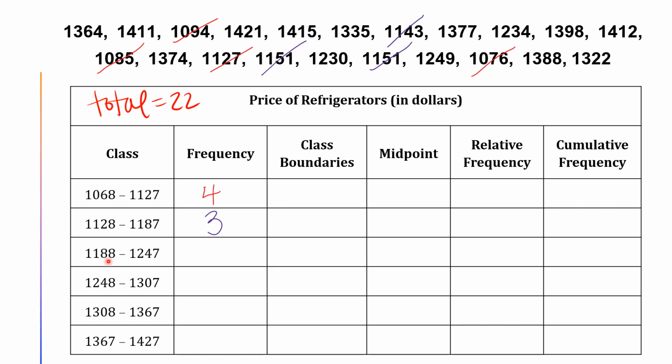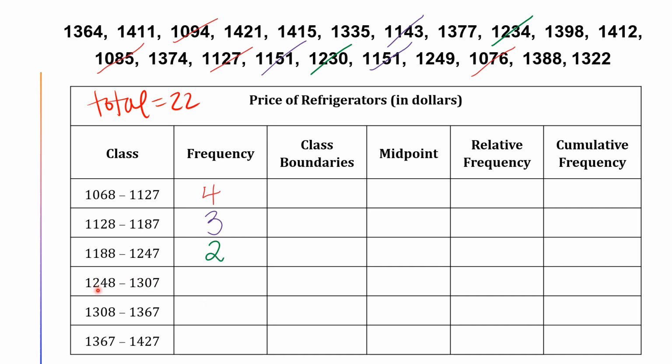All right, next we're looking at refrigerators that were in between 1188 and 1247. So again, we're looking at how many were less than 1247. No, not less than 1247, not less than 1247, not less than 1247, not less than 1247. Moving on down, yes, 1234 is less than 1247. Neither of those fall into that category. 1374, too big. 1230, that's less than 1247. All right, 1249, nope, a little bit too big. 1388, 1322, both too big. All right, so in the third class, we had 2 refrigerators.